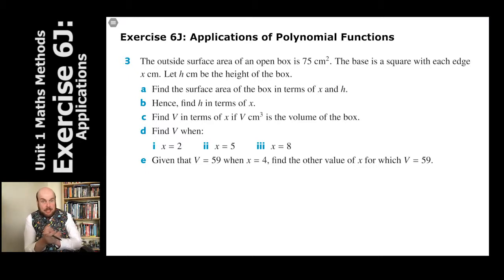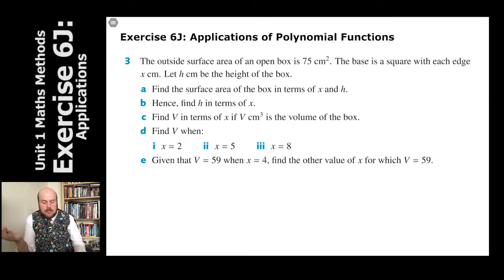Now for the application questions. This is when we've been given a problem, a real world type scenario, and we need to use our understanding of algebra and polynomials to be able to solve it. Whenever we're dealing with anything involving volumes, it's always going to be involving a cubic function of some kind, or any sort of 3D shape. So this is a 3D shape question.